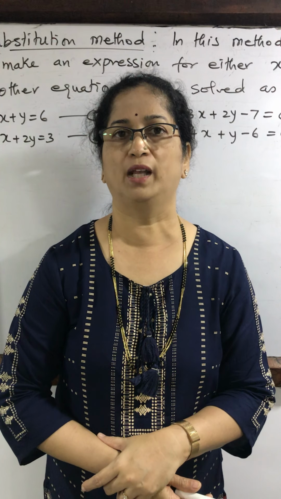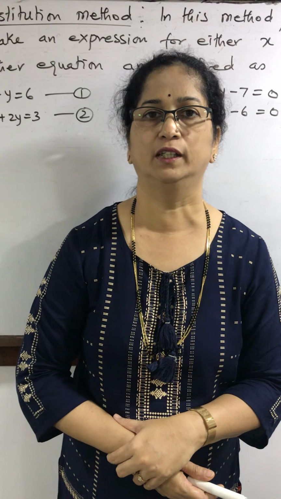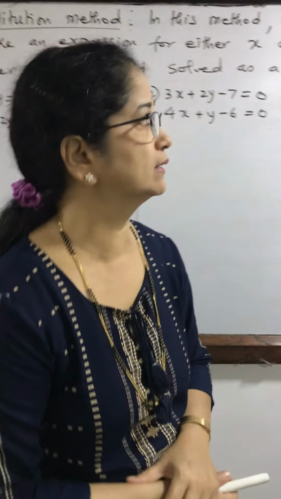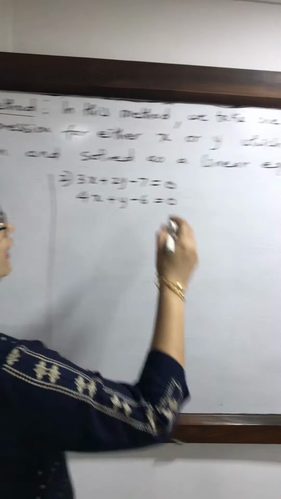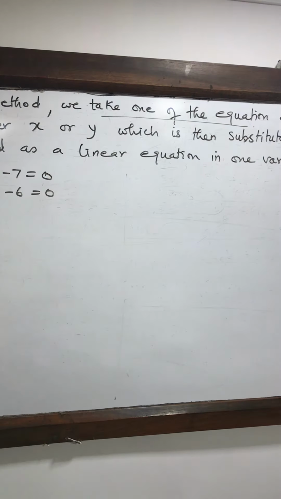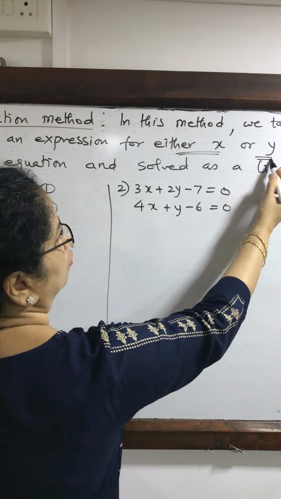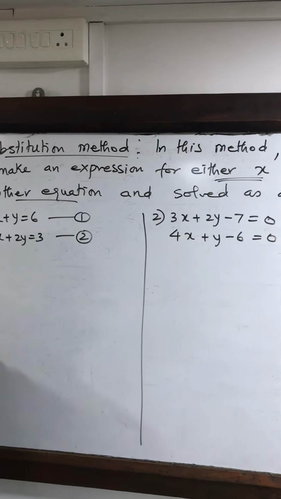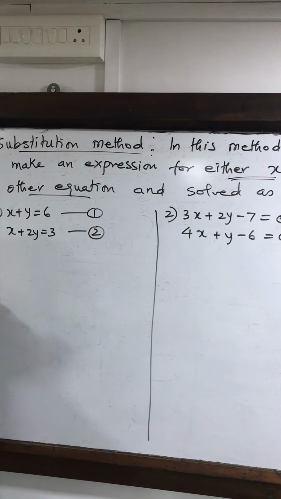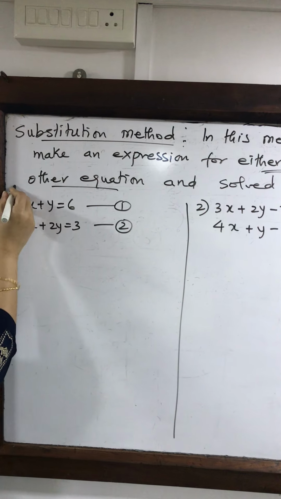I now explain substitution method to solve a pair of linear equations in two variables. In substitution method, we are going to take any one of the equations and make an expression for either x or y, which is then substituted in the other equation and solved as a linear equation in one variable. To explain this, let me take one example.